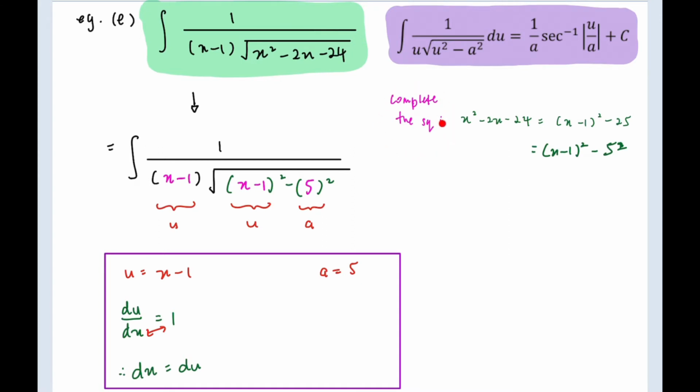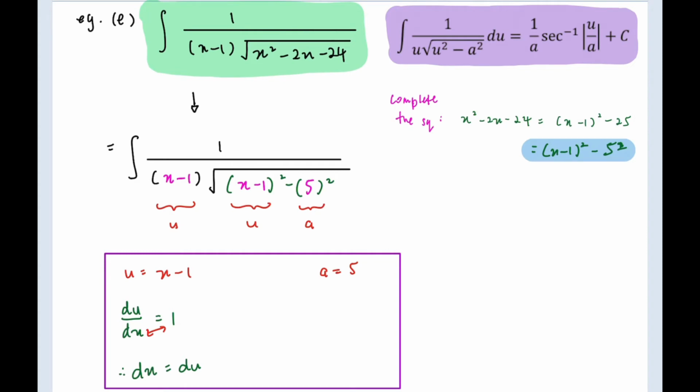So I hope you still remember this from your Math 1. Okay, so let's focus here. Take this function here and focus on completing this square. You should get x minus 1 squared minus 25. So let's change this into something squared minus something squared. So this is just x minus 1 squared minus 5 squared.